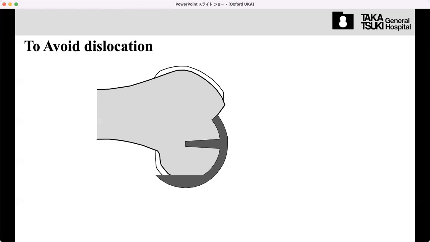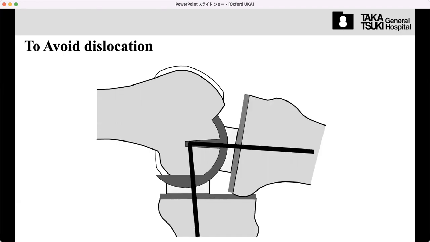But the disadvantage of the mobile bearing is dislocation, because the polyethylene is never fixed. So to avoid dislocation, gap balancing is very important. The flexion gap and extension gap are adjusted to be completely within 1 millimeter. It is a very important step in this operation. The extension gap and the flexion gap should be the same.